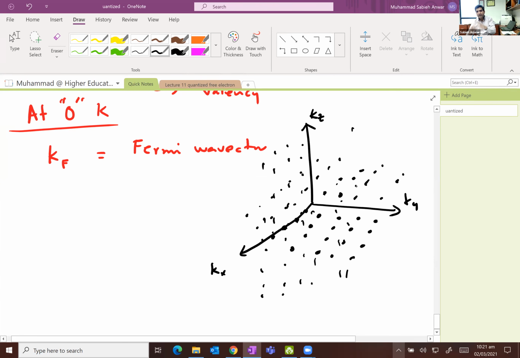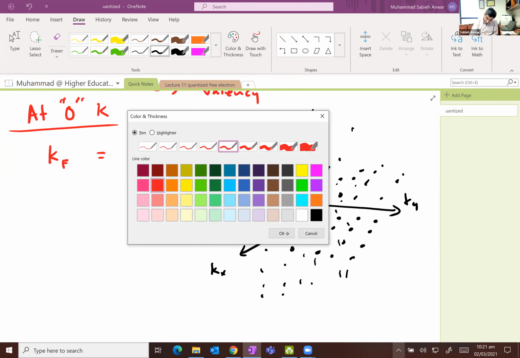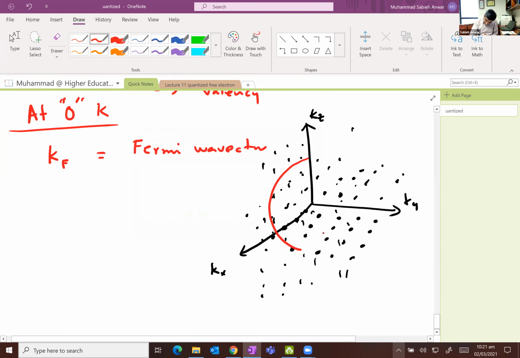And a maximum value of K is allowed. So I can draw a sphere inside K space, and I can say that all the levels inside this sphere are filled. Inside the sphere I have all the levels filled, and outside the sphere all the levels are empty.